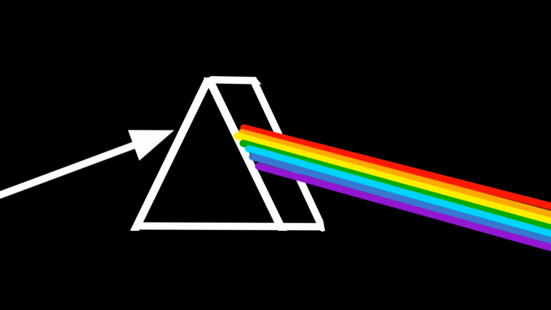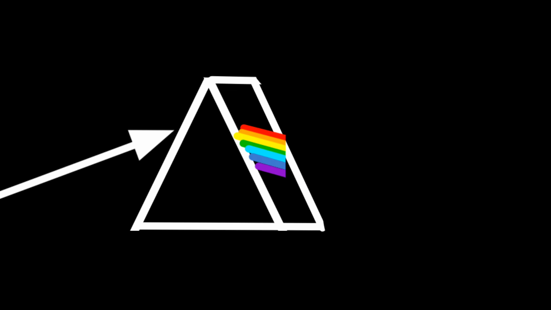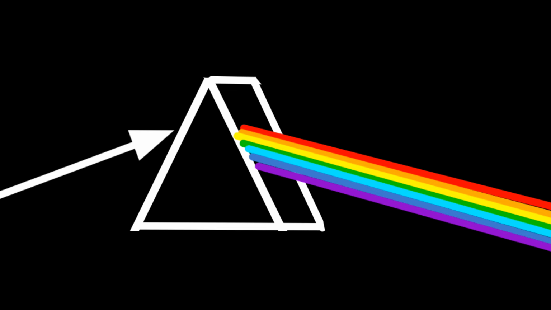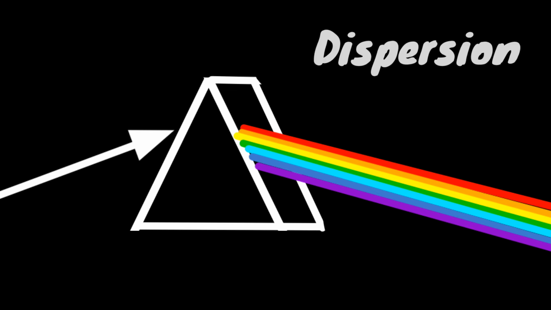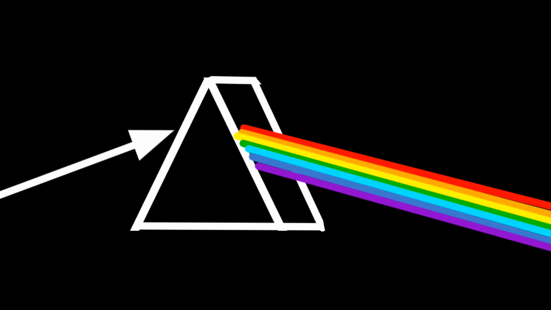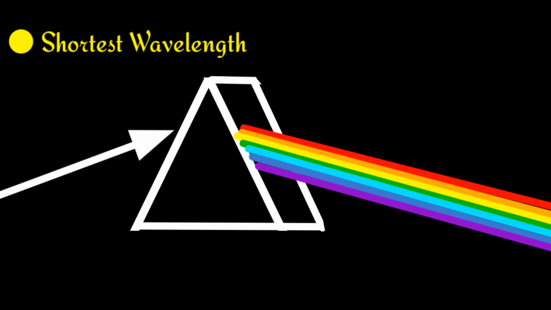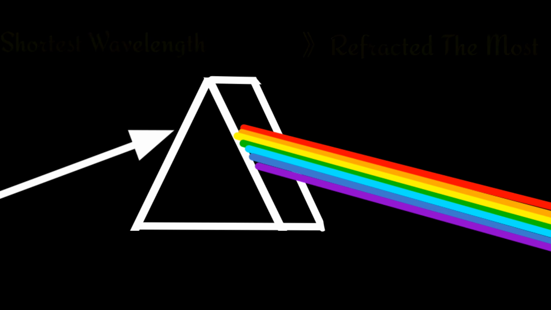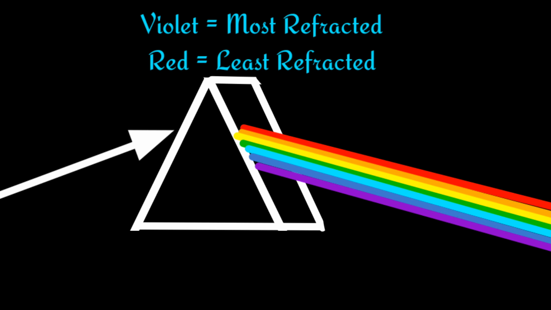This is a triangular prism. When a ray of light hits the prism, a spectrum is formed as shown. The light rays spread out at different speeds, and this process is known as dispersion. The light waves with the shortest wavelength are refracted the most. Here, violet or purple has the shortest wavelength, hence it is refracted the most, whereas red is refracted the least.